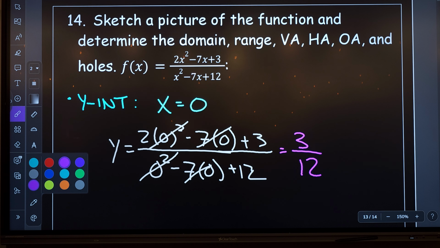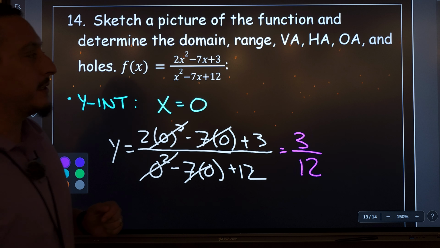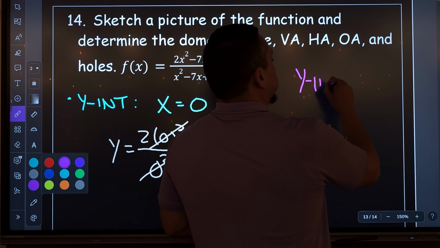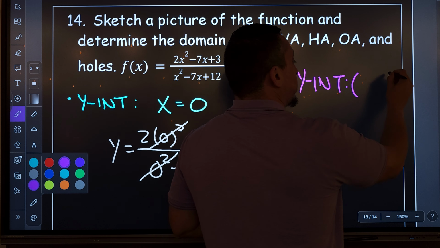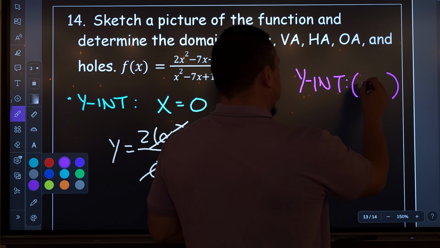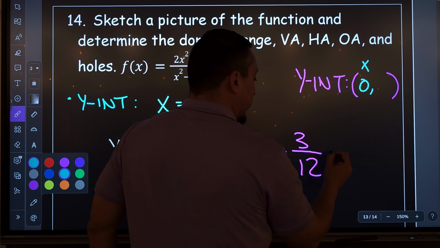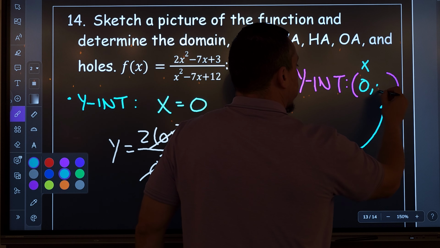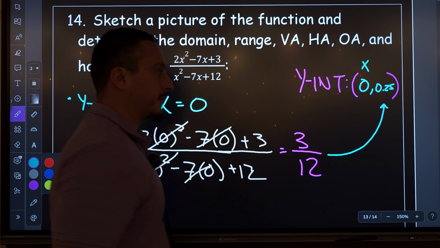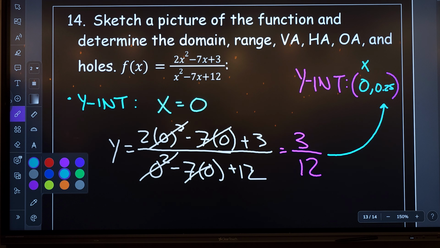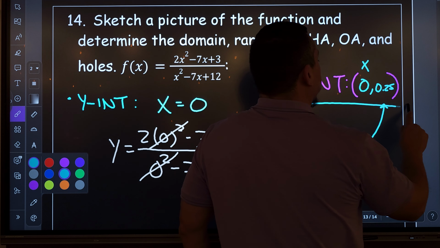which I believe is 0.25, but can somebody check that for me? 3 divided by 12, please. It's 0.25? Yeah. So x, again, x is always 0, always, and then this is 0.25. There's the first piece of the puzzle. They didn't ask me for the y-intercept, but they should have, because it's part of the graph. So here it is.